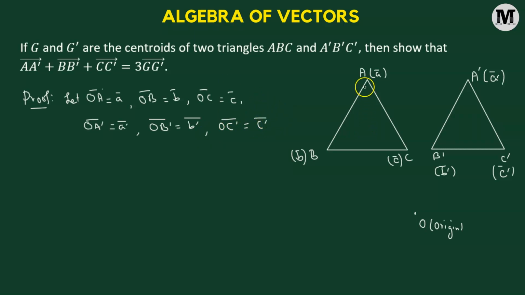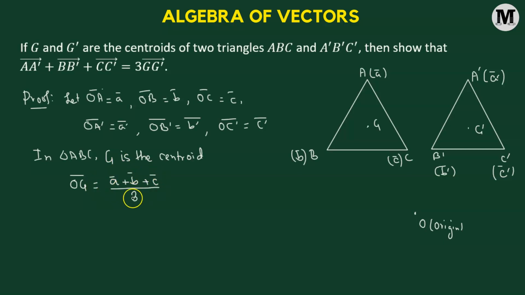Now let's try to define the centroid of each of the two triangles. So we suppose the centroid of the triangle ABC is G and the centroid of the triangle A prime, B prime, C prime is G prime. Now centroid means it's the point where the three medians of the triangle coincide. So let's consider the triangle ABC. In triangle ABC, G is the centroid. Now, in terms of the position vectors OA, OB and OC, we can define the position vector of the centroid G as OG vector given by A vector plus B vector plus C vector whole divided by 3.